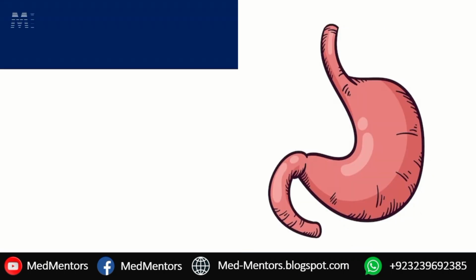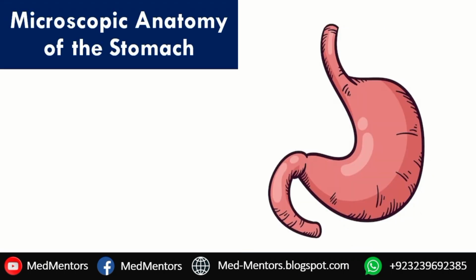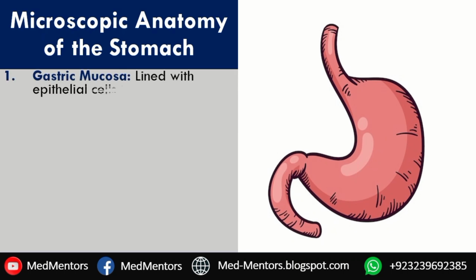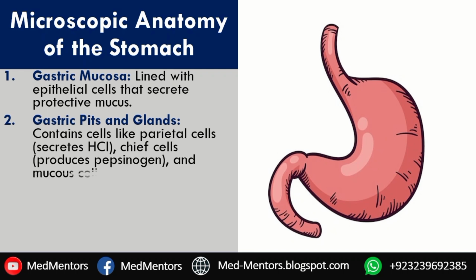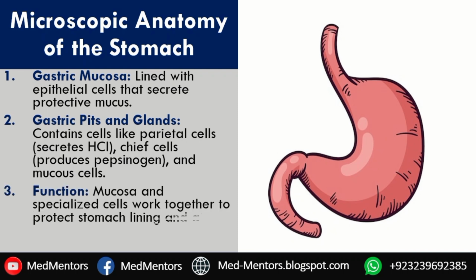Next, microscopic anatomy of the stomach. Number 1. Gastric mucosa, composed of cells that produce a protective mucus layer for the stomach lining. Number 2. Gastric pits and glands contain specialized cells, including parietal cells for acid production and chief cells for enzyme secretion. Number 3. Function. Together, the mucosa and gland cells shield the stomach lining and aid in breaking down food.